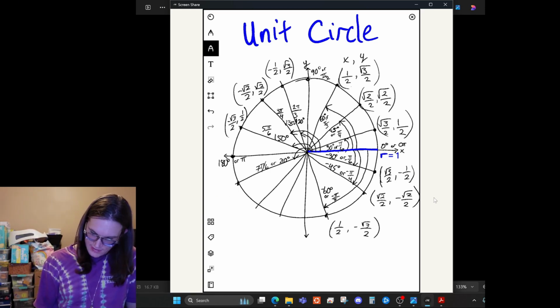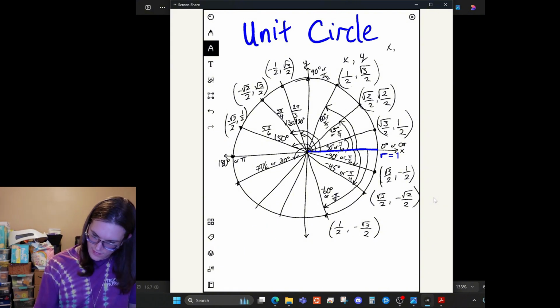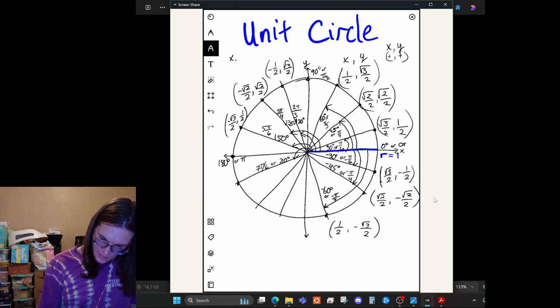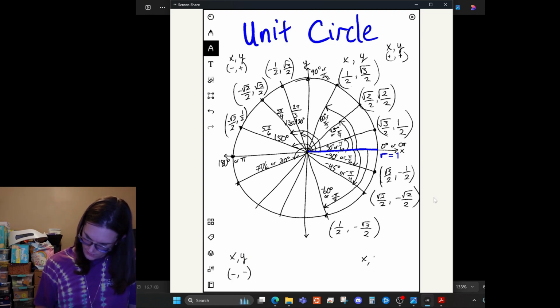What, a negative x and a negative y, right? So we're the negatives for the x, and we're down here, so we're in the negatives for the y, right? So we can even do this: x, y, positive, positive; x, y, negative, positive; x, y, negative, negative; and x, y, positive, negative.